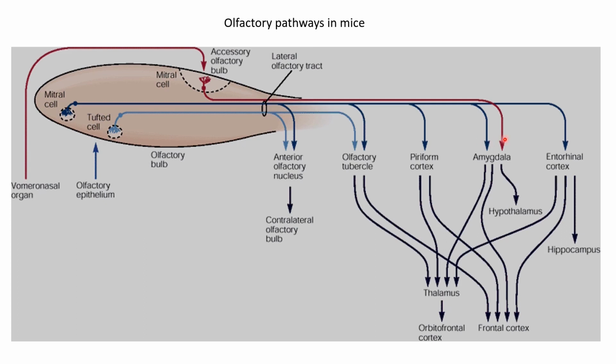And some information also goes to an area of the brain called the entorhinal cortex. And from there, this information goes to various other areas: hippocampus, hypothalamus, thalamus, frontal cortex. In the case of mice, there is also an additional sensory organ known as the vomeronasal organ, in addition to the olfactory epithelium. And the sensory neurons from the vomeronasal organ go to a region called the accessory olfactory bulb.